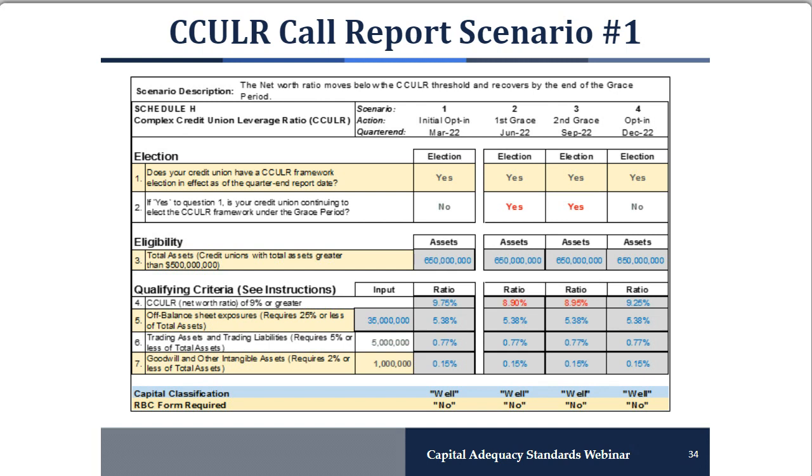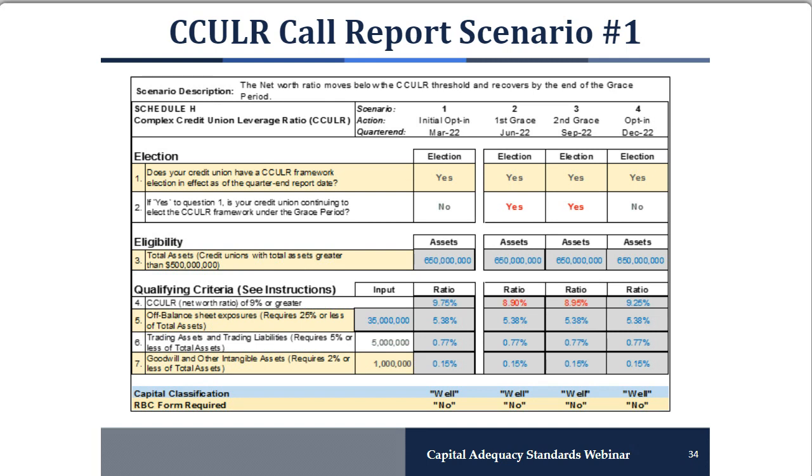The first scenario reflects the credit union meeting all eligibility requirements for CULR at their initial opt-in for March 31st, 2022. In the subsequent 2 quarters, their net worth ratio fell below 9%, but they continued to meet all other eligibility requirements. For June 30th, 2022 and September 30th, 2022, the credit union can continue to opt into the CULR framework, but must also select yes in question 2, indicating they are opting in under the grace period.